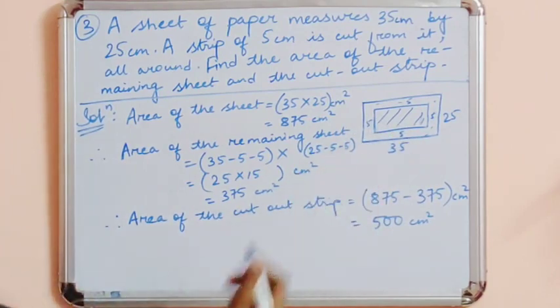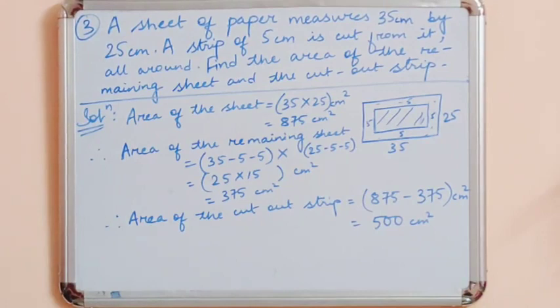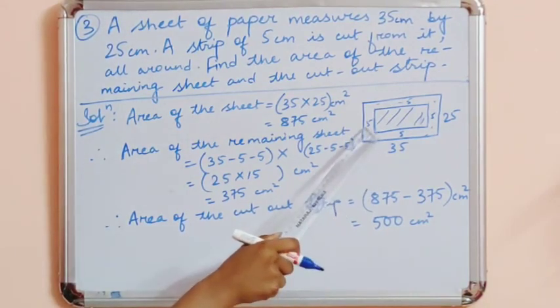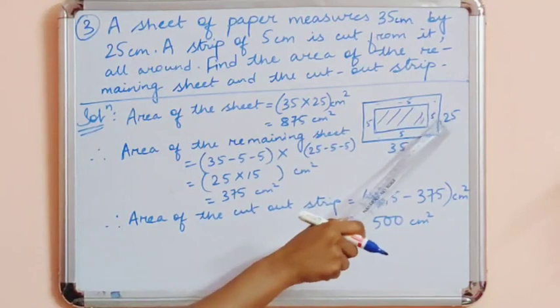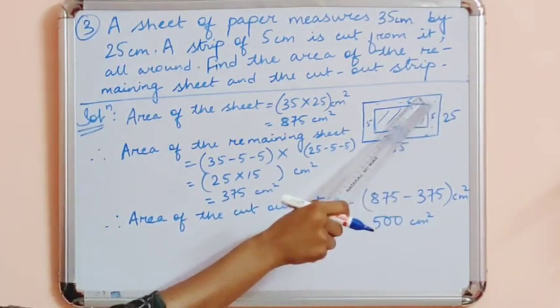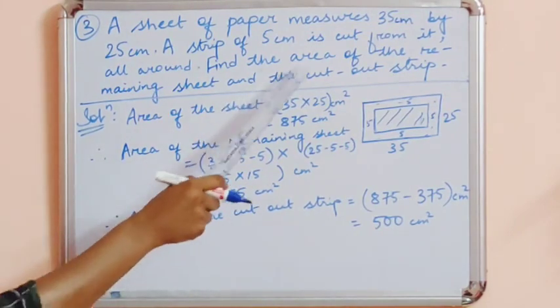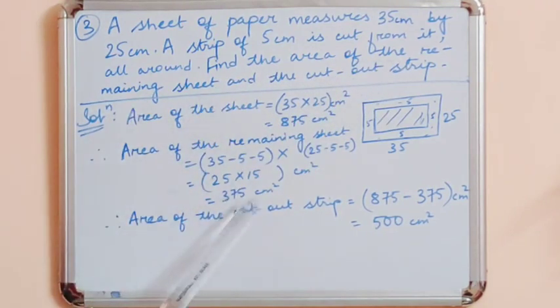We can find this out by finding out the inner length and the inner breadth. See, here the outer length is 35 and this side measures 5 centimeter and this is also 5 centimeter. So the inner length will be 35 minus 5 minus 5, and the inner breadth will be 25 minus 5 minus 5. So this is equal to 25 and this one is equal to 15. So 25 into 15, that is 375 centimeters square. So this is the answer to our first question. The area of the remaining sheet is 375 centimeters square.